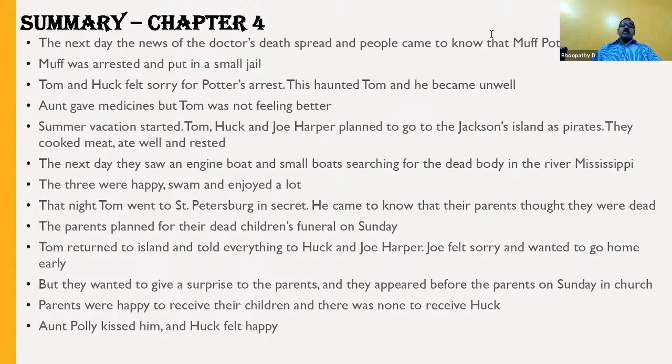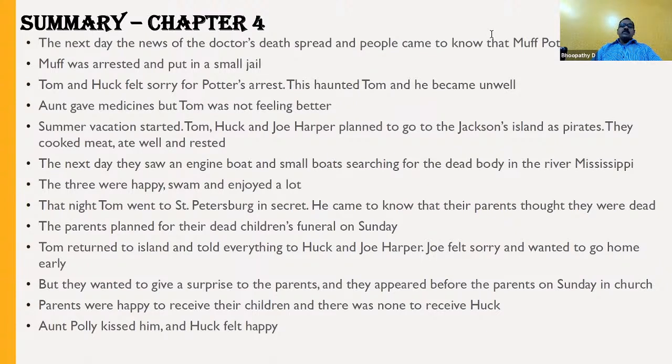So he wanted to go and see what was actually happening in the town. He reached his home and saw Aunt Polly crying very much. That night, Tom went to St. Petersburg in secret. He came to know that their parents thought they were dead. So the parents planned for their dead children's funeral on Sunday.